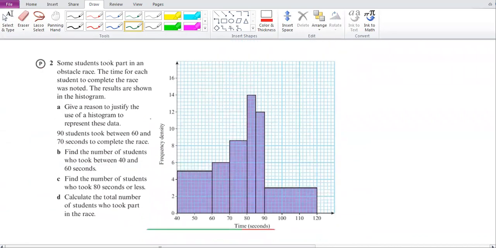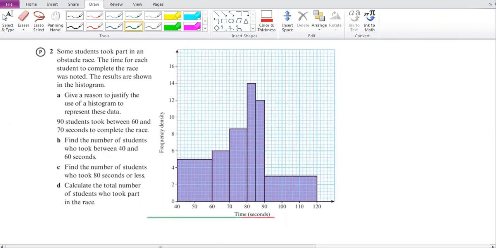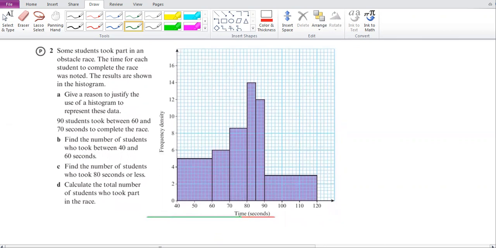Question is, some students took part in an obstacle race. The time for each student to complete the race was noted. The results are shown in the histogram. Give a reason to justify the use of histogram to represent this data. Basically, because we are taking the time, it is continuous data, we did not take discontinuous data. Time being continuous data is always justifiable when we use it for any distance oriented activity. As this is a race, in a race speed matters. That is a distance oriented activity, so that is why time is justifiable.